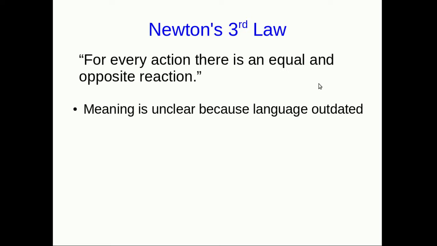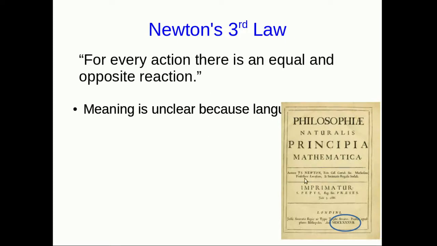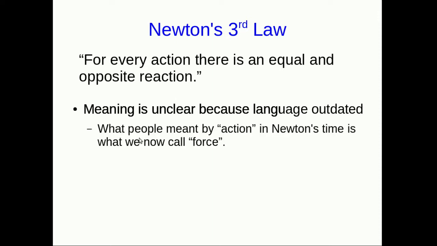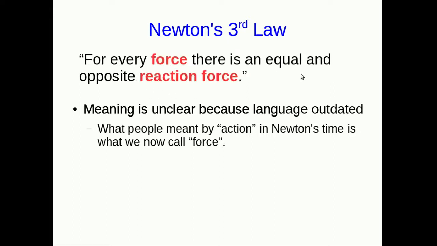Now we come to Newton's third law, which is a statement about interaction pairs, and you've probably learned it in a previous physics course, and you probably learned it by this original statement that Newton made. But I actually think we do a great disservice to ourselves and to Newton by learning it this way, because the meaning is unclear. The reason the meaning is unclear is that Newton wrote this down in the 1600s, and the English language has changed a fair bit since then. What scientists meant by action at that time is what we now call a force. So to start with, we could rewrite it: for every force, there's an equal and opposite reaction force.